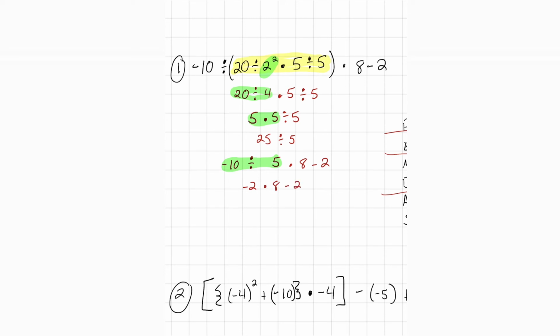Moving on to this step, we have negative 2 times 8 minus 2. We got to do the multiplication before we do subtraction. So negative 2 times 8 is negative 16. And now we have negative 16 minus 2, which is negative 18.